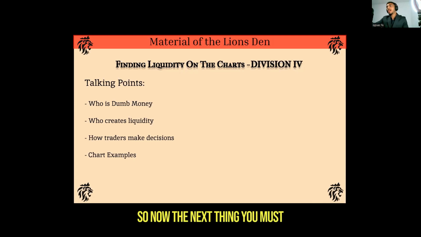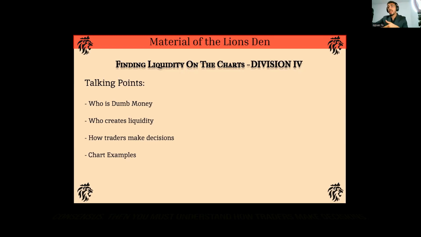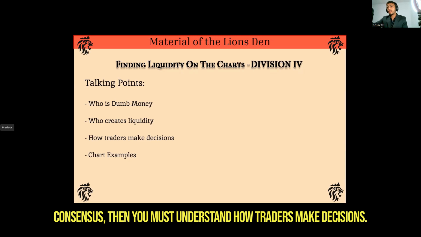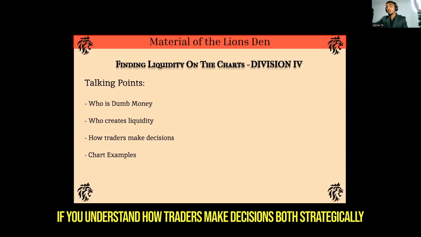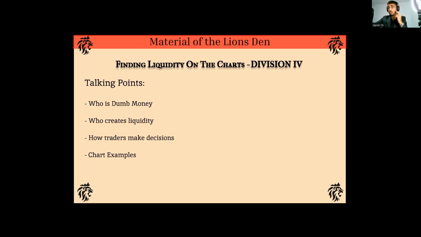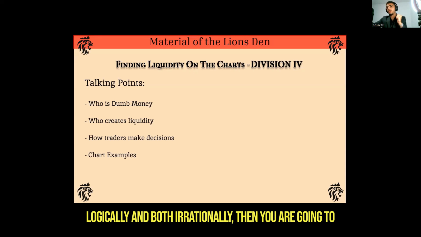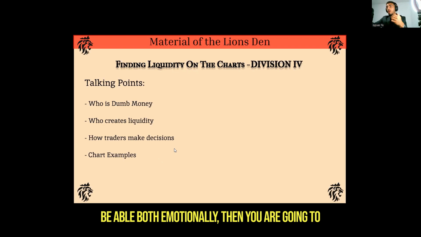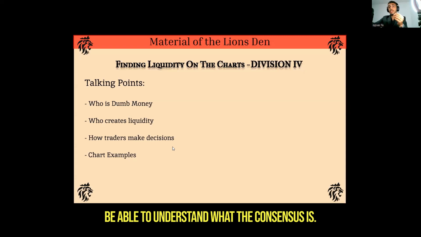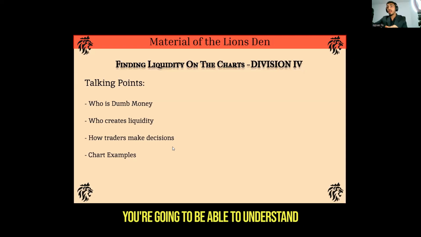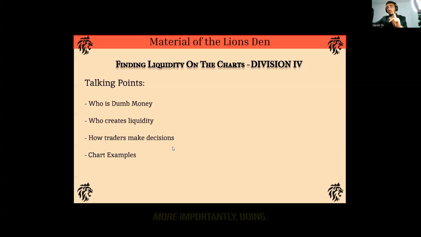Okay. So now the next thing you must understand is how traders make decisions, because if you want to be able to counter the consensus, then you must understand how traders make decisions. If you understand how traders make decisions, both strategically, logically, and irrationally, and emotionally, then you are going to be able to understand what the consensus is. You're going to be able to understand what most people are thinking and doing. More importantly, doing.